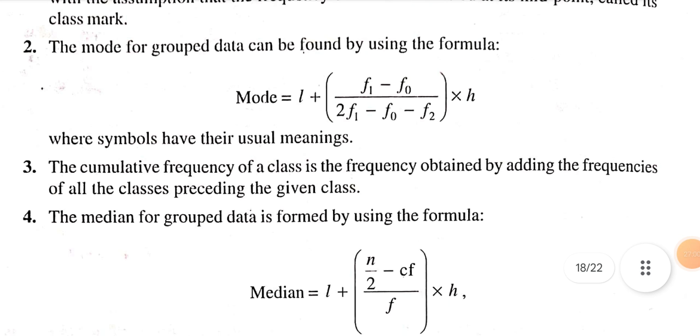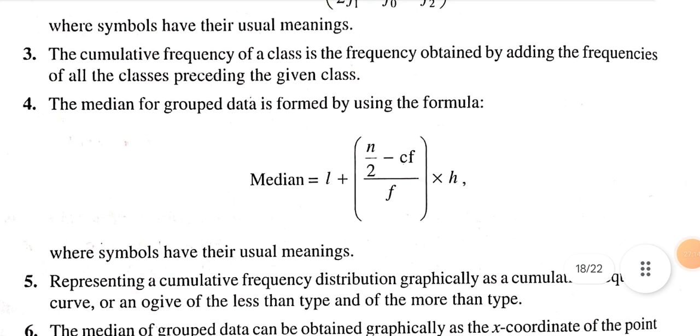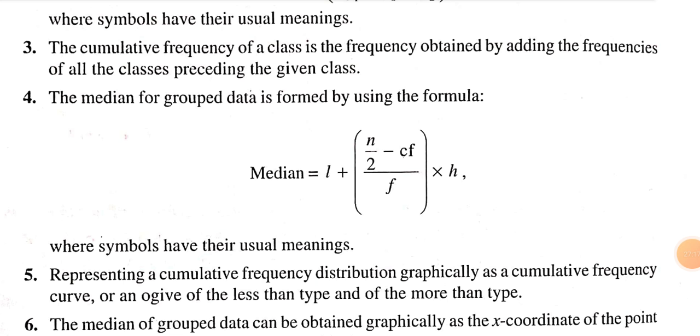The mode of grouped data can be found by using the formula: mode = L + ((f1 − f0) / (2f1 − f0 − f2)) × h, where the symbols have their usual meanings. 3. The cumulative frequency of a class is the frequency obtained by adding the frequencies of all the classes preceding the given class. 4. The median for grouped data is found by using the formula: median = L + ((n/2 − cf) / f) × h, where the symbols have their usual meanings.